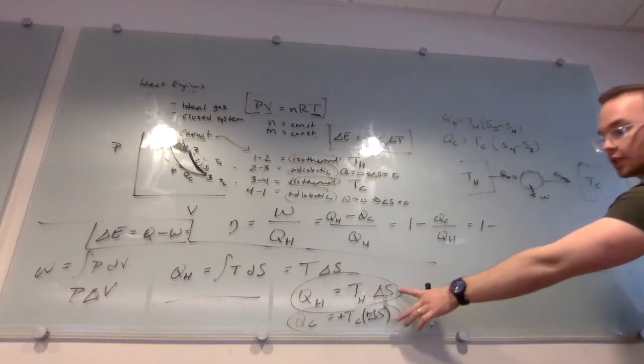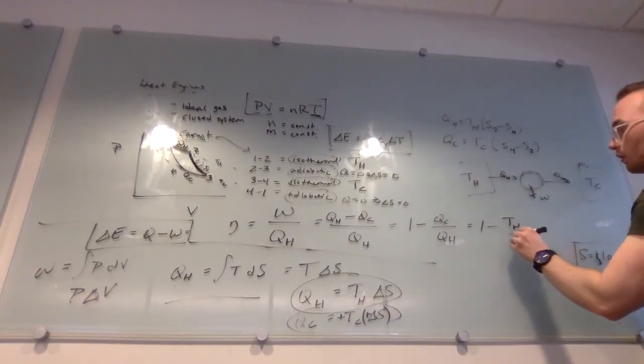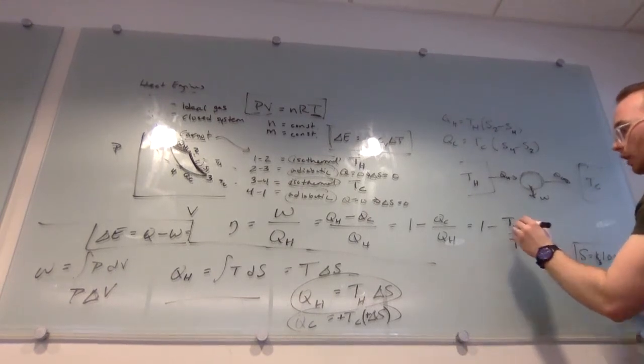Let's just do it. Well, you see that these delta S's are going to cancel. And we just get 1 minus T cold over T hot.